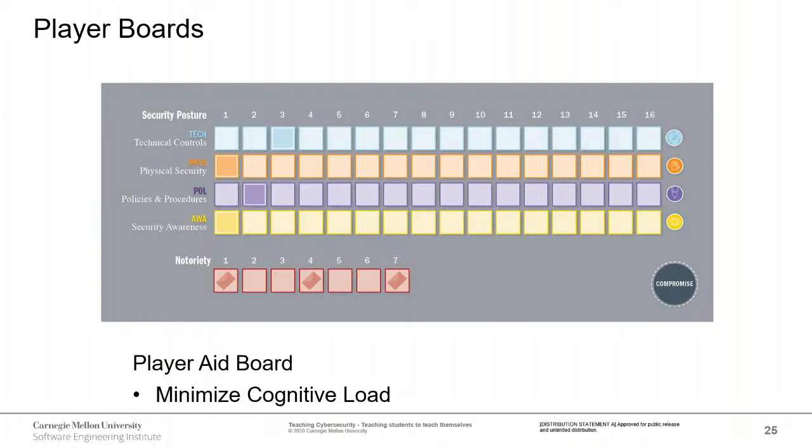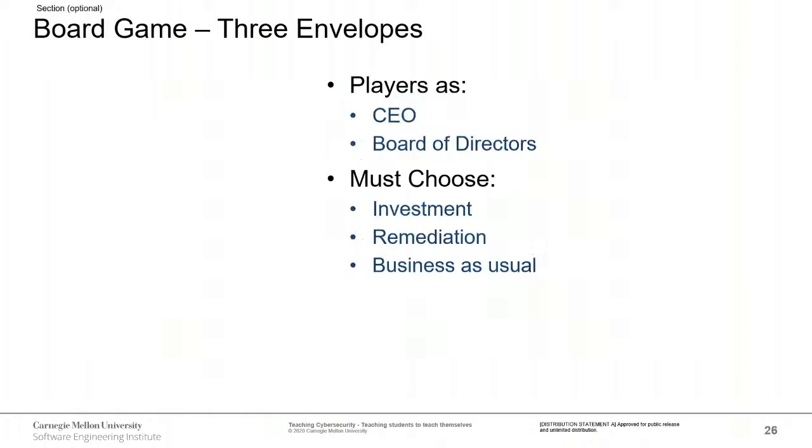So each business has its board associated with it. And you'll see there's a couple of shaded-in squares. That's just the starting positions for the little cubes. And you can see every business's security posture is tracked in four areas: technical controls, physical security, policies and procedures, and security awareness. By providing this board to aid in the tracking, we free up the players to focus on the content and the theme of the game, the material that we really want them to absorb.